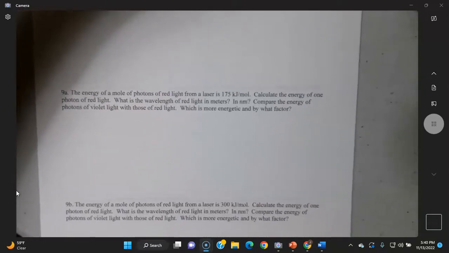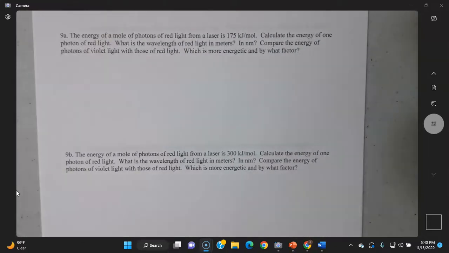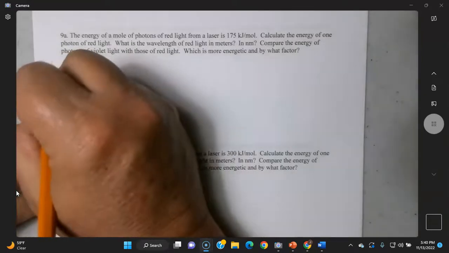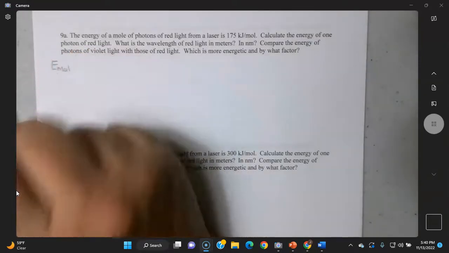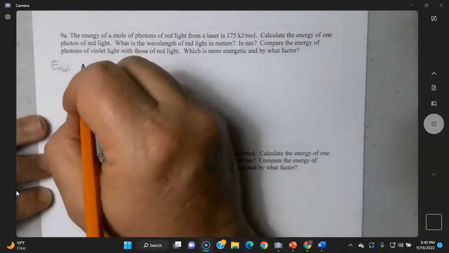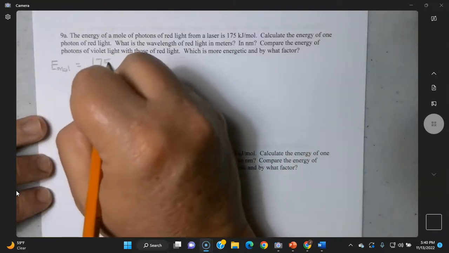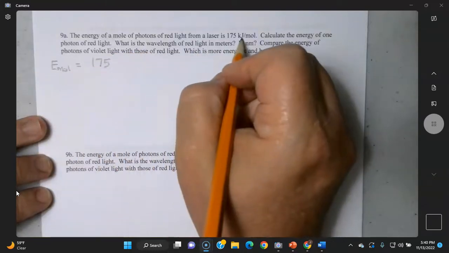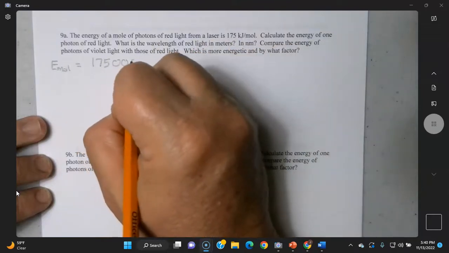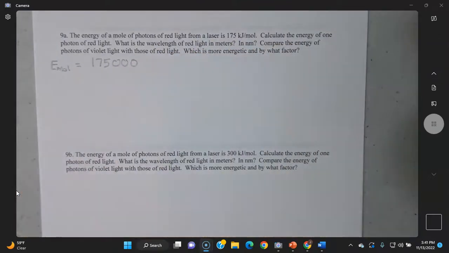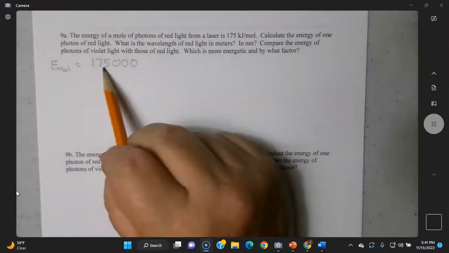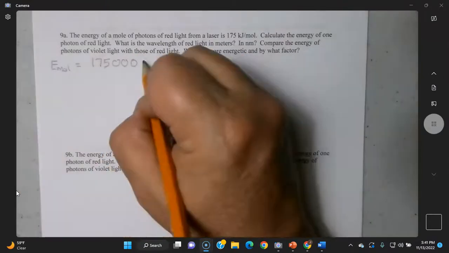Okay. 9A. The energy in a mole of photons of red light from a laser is 175 kilojoules per mole. Okay, so energy of a mole, and this time we're talking about red. And I'm going to change that into joules. How do I do that? I just add 3 zeros. 175,000. I could do the formal conversion for you, but if this is 1,000 joules, then it's 1,000 times that much. So that's joules per mole.